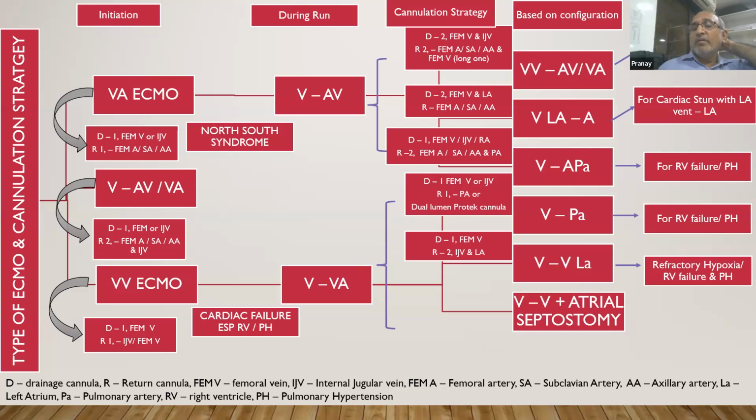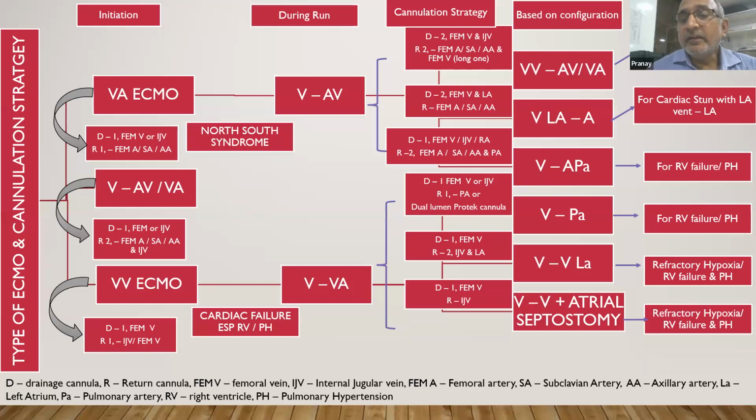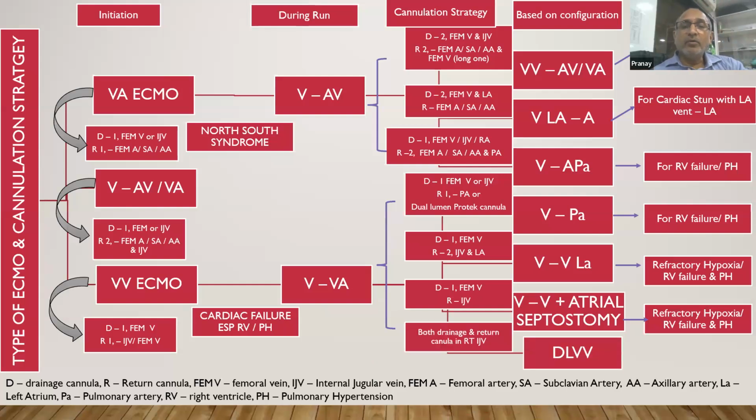Or you can go for VV with atrial septostomy. So you don't have to put an additional cannula. Atrial septostomy will itself give a flow. Again, the indication is refractory hypoxia with right heart failure or PH. Or you can have a double lumen VV ECMO. Okay, both are in the IJV, and that is what you do in any of the VV ECMO cases.